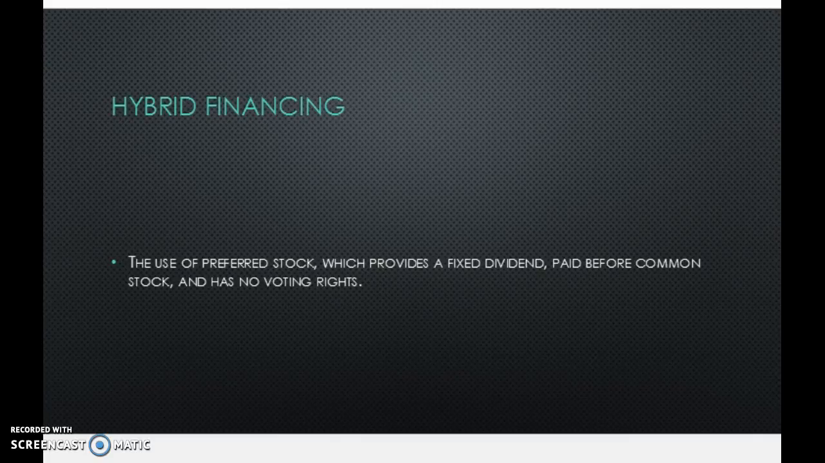Preferred stock is called hybrid because it has some of the features of both corporate bonds and common stocks. It provides a fixed dividend, is paid dividends before common stock, and has no voting rights.